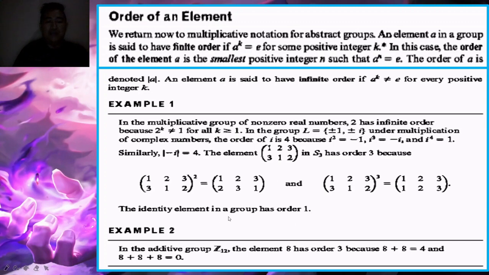So the identity element in a group has order 1. The identity element is of course equal to itself, equal to e, right? So its order is 1.